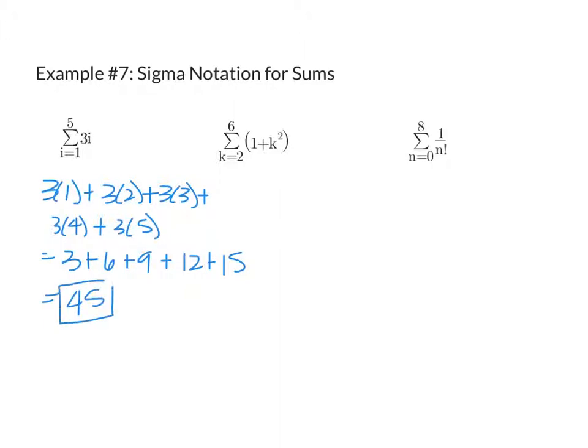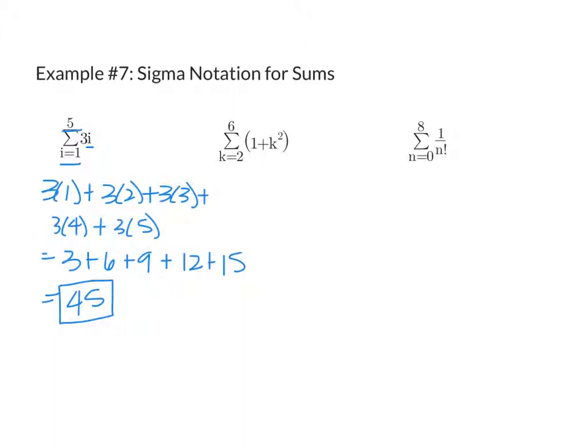Again, we got this because the sigma sign means summation, so you're adding, but then we have 3i, so it's 3 times whatever you're placing in for i. Remember, it's from 1 to 5. Okay, let's look at the next one.